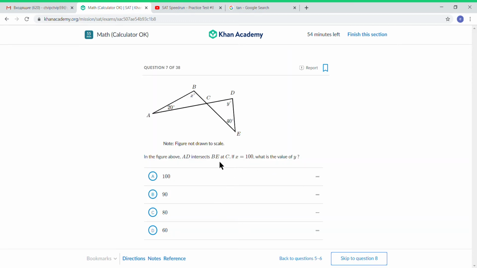If x equals 100, what is the y? Oh, that's an easy question. So that's 100, that's gonna be 60. 6 is also going to be 60, so it's going to be 80.